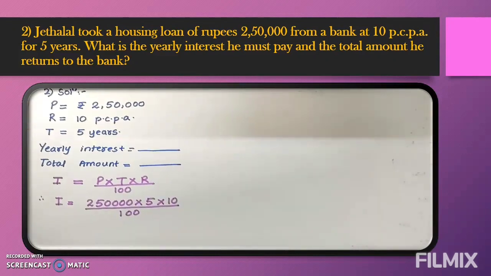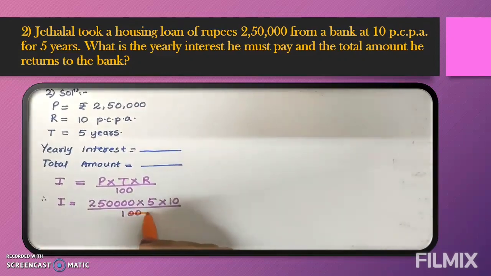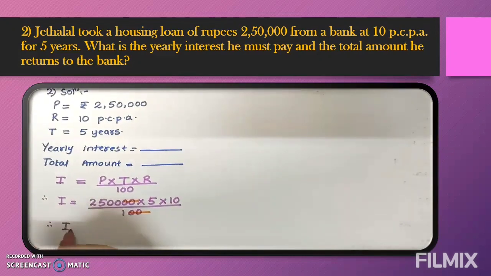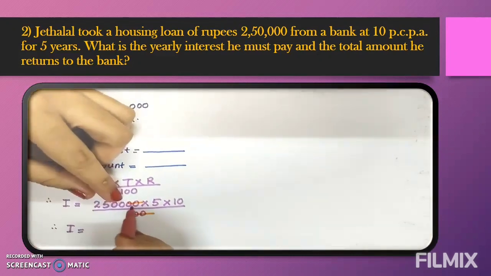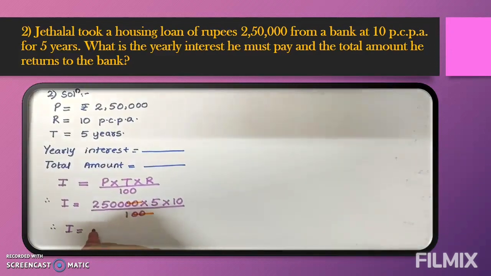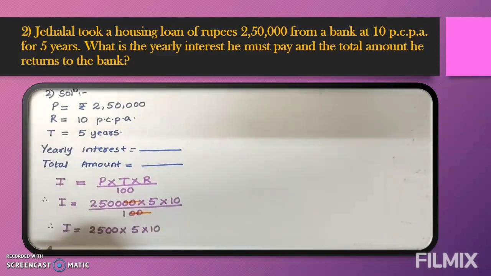Now again we will do cancellation, and in this sum also cancellation is very simple. In all these sums cancellation is simple if we have zeros up and down. 2 zeros we have down, 2 zeros we have up, so those zeros we will cancel. After cancellation what is left? We will write here I is equal to, now what is left after cancelling these 2 zeros? We have 2500 into 5 into 10. Now multiply all three numbers.